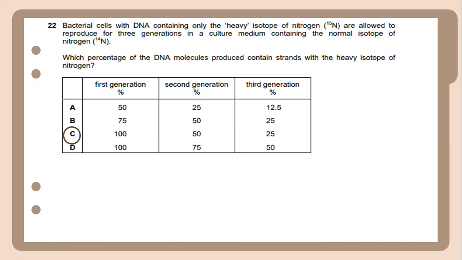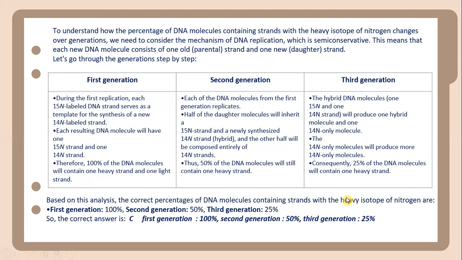22. Bacterial cells with DNA containing only the heavy isotope of nitrogen, which is N15, are allowed to reproduce for 3 generations in a culture medium containing the normal isotope of nitrogen, which is N14. Which percentage of the DNA molecules produced contain a strand with the heavy isotope of nitrogen? Let's see the next page, the explanation.